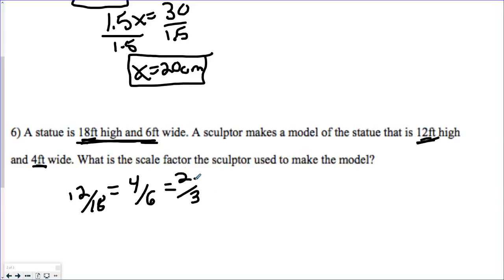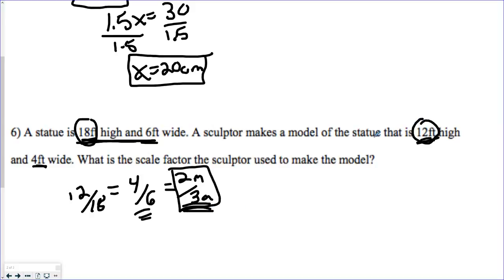2 feet on the model is 3 feet on the actual. So that's the scale factor you use, 2 to 3. For every 2 feet on the model, there's 3 feet on the actual, and vice versa. For every 3 feet on the actual, he used 2 feet on the model. You can write this any way you want, as long as you know which one's your model length and which one's your actual length. And I could do this with 6 and 4 as well. Obviously, you can see right here, if I did 6 and 4, I would have gotten this fraction right away, and I can go straight to 2 to 3 that way. So this is the scale factor that he uses. This is what he's multiplying or dividing by to go from 18 to 12. 18 times 2/3 would get you 12.